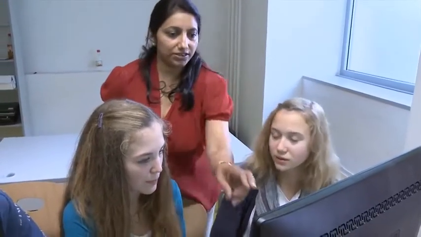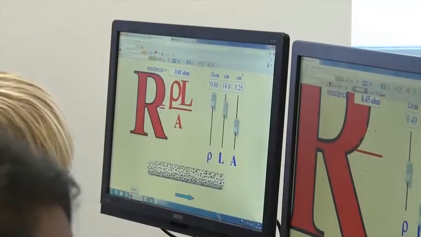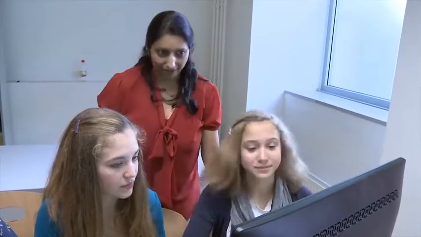Okay, that means this is directly proportional. Now the same you do with L. What is L for? For length, the length of the wire. And how does it change? Is it directly proportional?